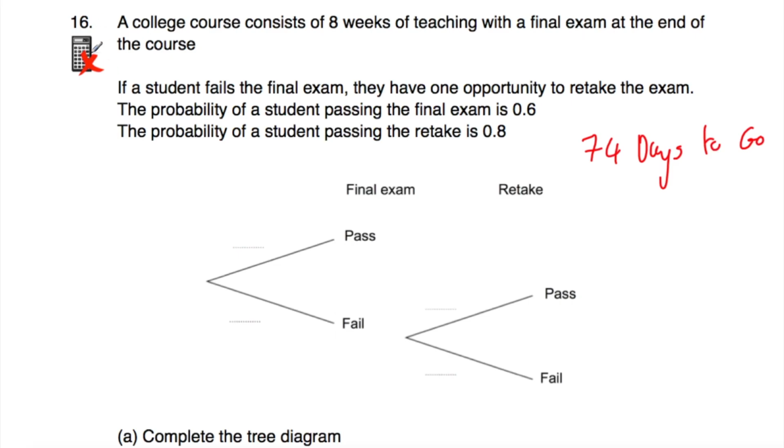Okay, let's have a look at question number 16. We've got this tree diagram, and it says that a course consists of 8 weeks of teaching, then a final exam at the end of the course. If a student fails the final exam, they have an opportunity to retake the exam. So that's obviously this retake here. The probability that a student passes the final exam is 0.6, so the probability of failing would be 0.4. The probability that the student passes the retake is 0.8, and the probability of failing would be 0.2. Part A says to complete the tree diagram, so we've done that.